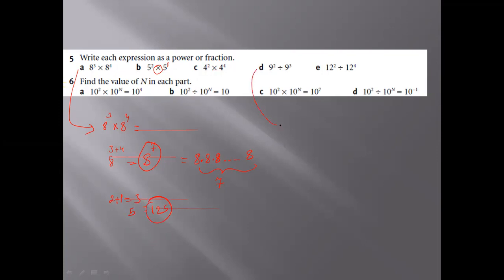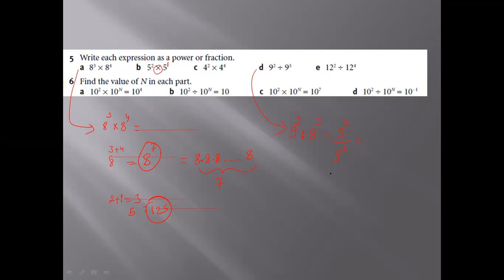I want to show D. Okay, 9 power of 2 divided by 9 power of 3, or 9 cubed. What does division, or divided by, mean? It means in fractional form you can write 9 power of 2, or 9 squared, divided by 9 cubed. Okay, and the operation is not finished.